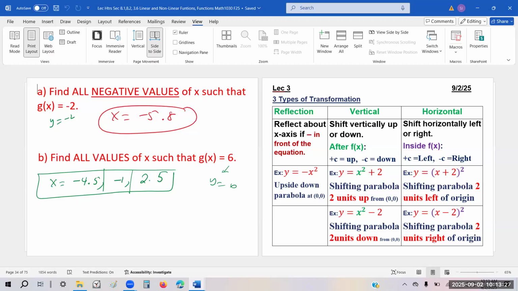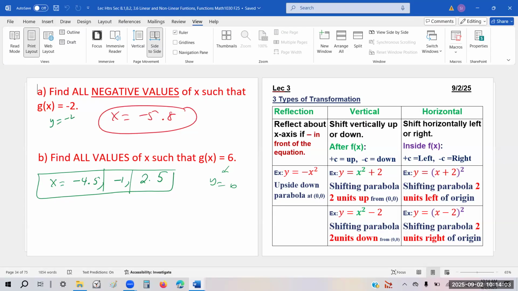For example, here we have x squared, this is our original function. After the x squared, we have plus 2. It means take your x squared graph, the parabola, and move it 2 units up. In this example, you take your x squared graph and you go 2 units down. So the original parabola is at the origin. For the top one, you move 2 units up. For the bottom one, you take the same parabola and move 2 units down from the origin.